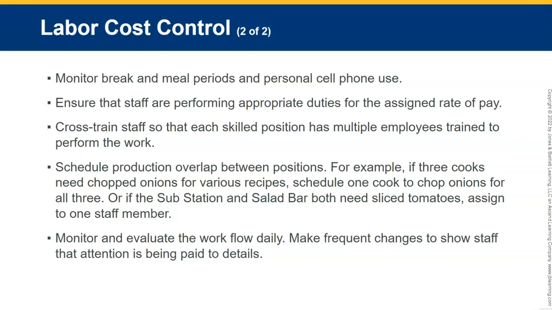For example, if 3 cooks need chopped onions for various recipes, schedule 1 cook to chop onions for all 3, or if the substation and salad bar both need sliced tomatoes, assign it to 1 staff member. So instead of having 3 cooks chopping onions, assign 1 to chop onions, assign 1 to slice tomatoes. Monitor and evaluate the workflow daily. Make frequent changes to show staff that attention is being paid to details. If you see that something is taking a really long time, maybe adjust the type of food that you're purchasing.